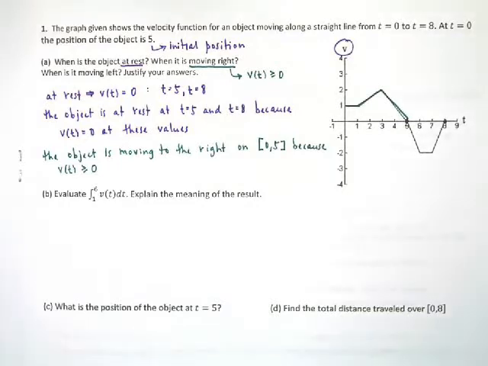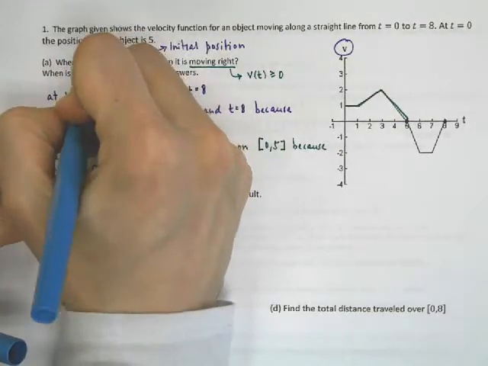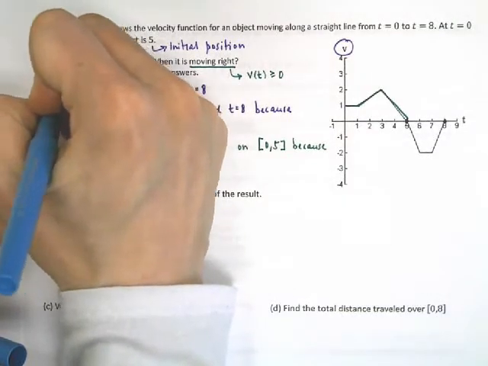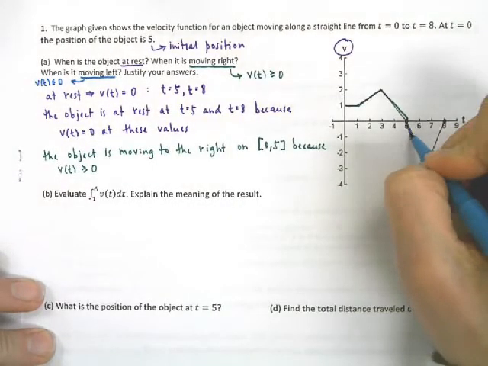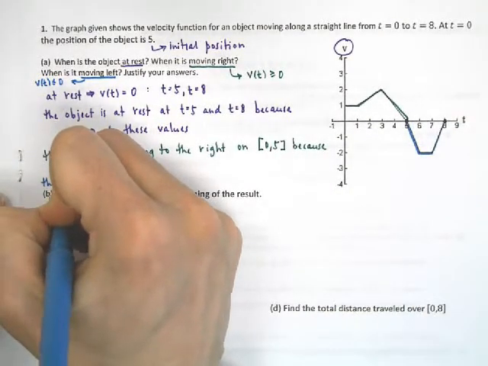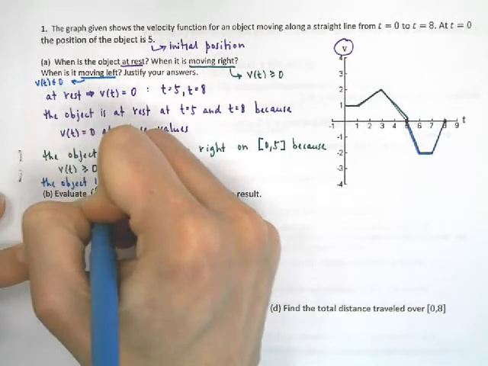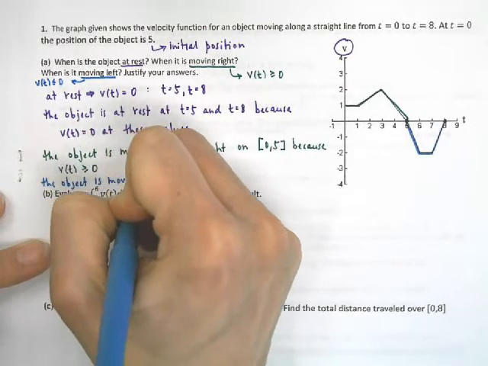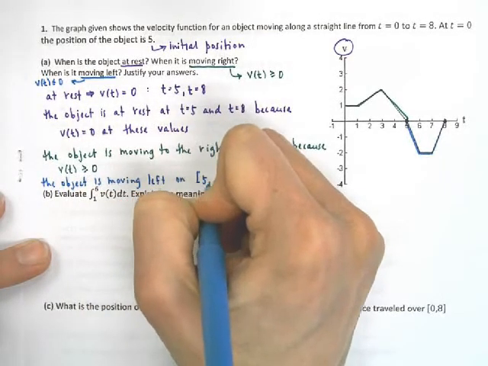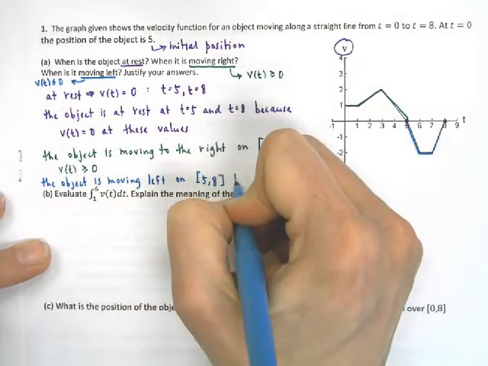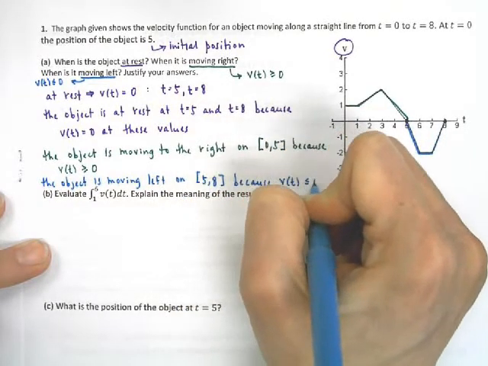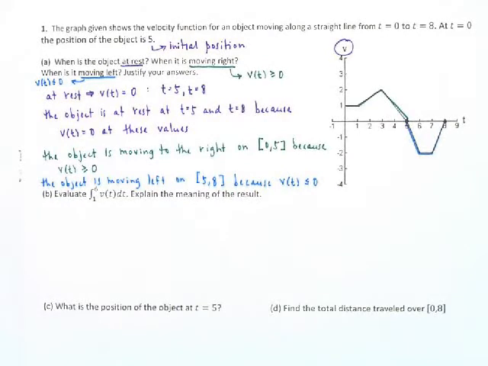And so then the last part here, obviously, when it's moving left is when my velocity is less than or equal to 0. That's when it's below the x-axis here. So the object is moving left on the interval from 5 to 8 because my velocity is less than or equal to 0.